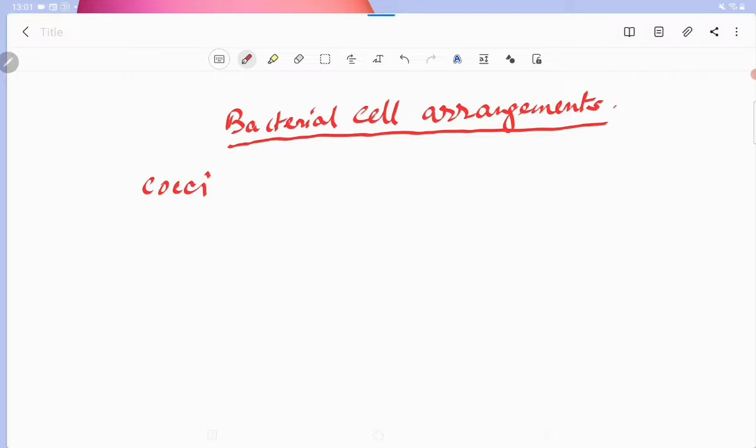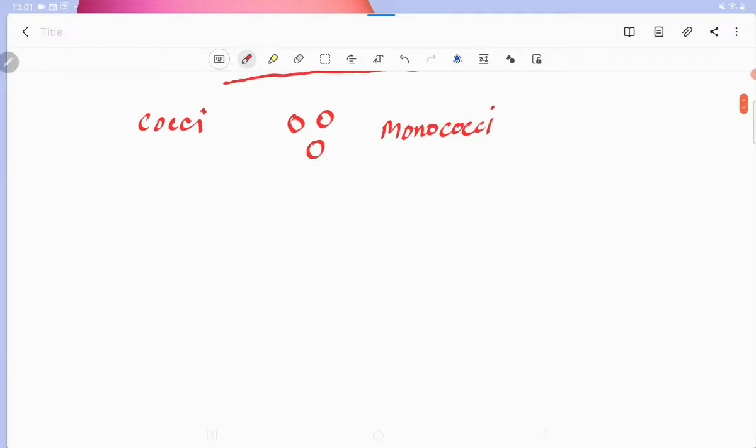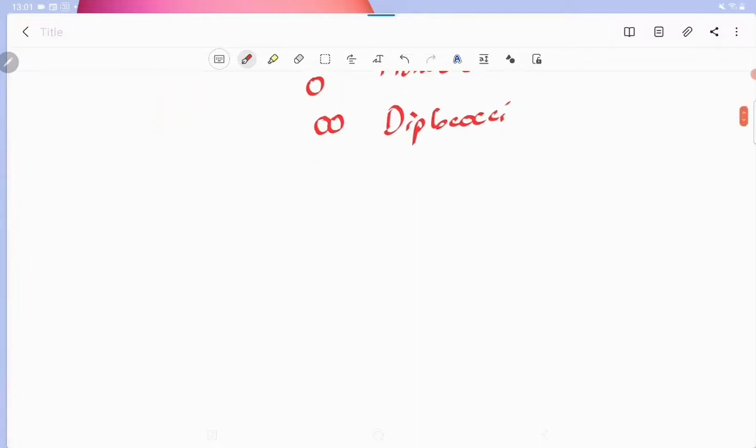So there is a case when they remain independent of each other. These cocci remain independent. In that case, they're called monococci, or monococcus in the singular form. But when the plane of cell division is either vertical or horizontal, a single plane of cell division, and they divide to form two cells and remain adhered to each other, this is called diplococci, or diplococcus. Similarly, if they further divide and remain adhered to each other for longer, then this condition is called streptococci, or streptococcus, the name of the genus of this chain of bacteria. They are basically a chain of cocci.